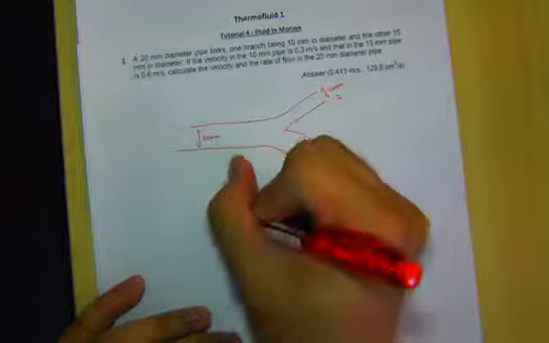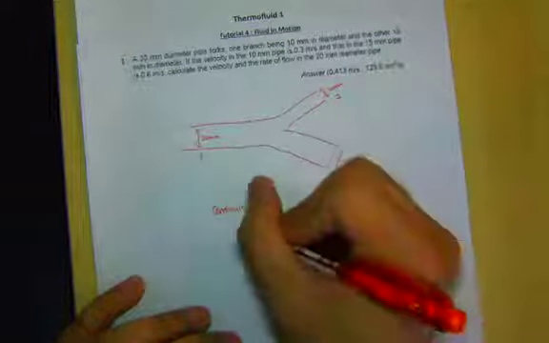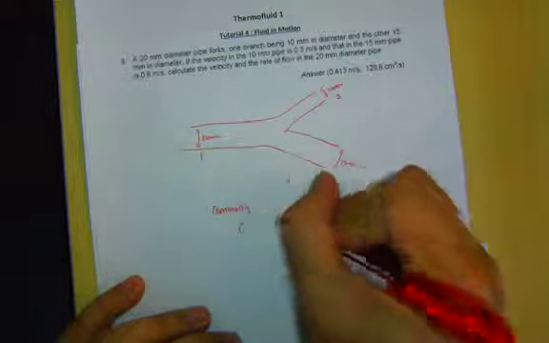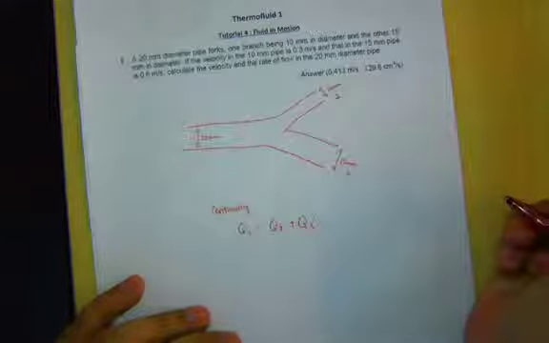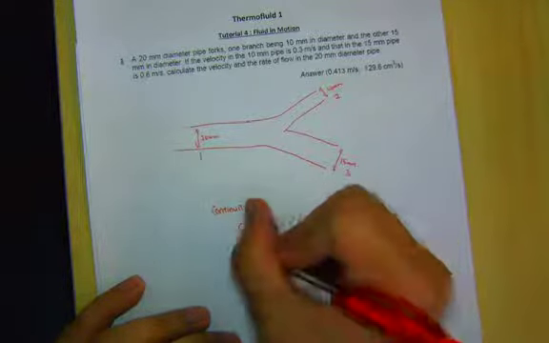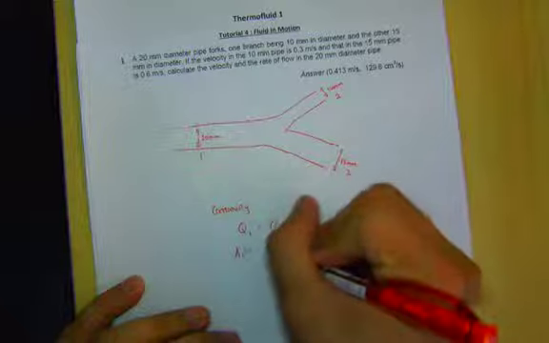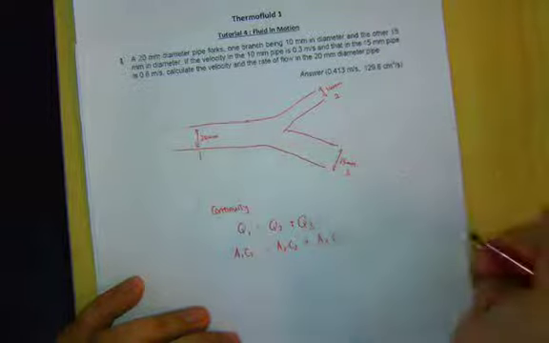So what we are going to do today is to apply your continuity equation, whereby the flow rate in 1 is equal to the flow rate in 2 plus the flow rate in 3. So the flow rate in 1 will be given by A1C1, the flow rate in 2 will be A2C2, and the flow rate in 3 will be A3C3.